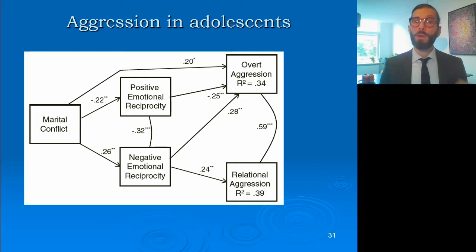To get the indirect effect through positive emotional reciprocity, we can simply multiply these two. So we get a quarter of a quarter, which is about 1/16. Note that because this path is negative and this path is also negative, when you multiply a negative with a negative, you get a positive value. So the indirect effect of marital conflict on overt aggression is positive 1/16.